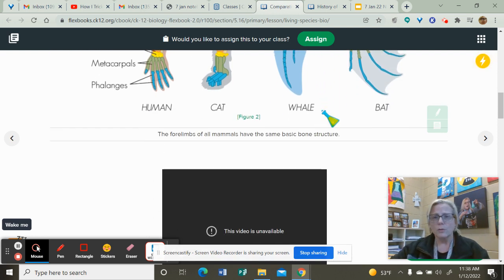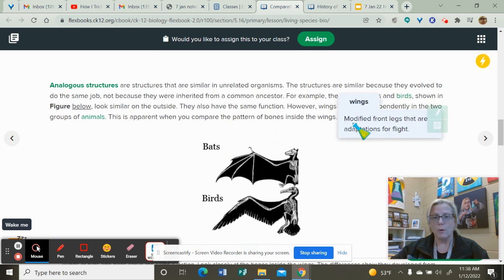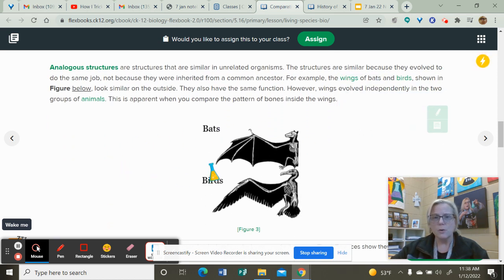So when you're looking at analogous structure questions, they might show you a structure, but notice that the bones are not the same. Okay, so the bats have these phalanges, but we're not seeing phalanges on the birds. So they're similar in their form and function, but they didn't come down through a lineage.